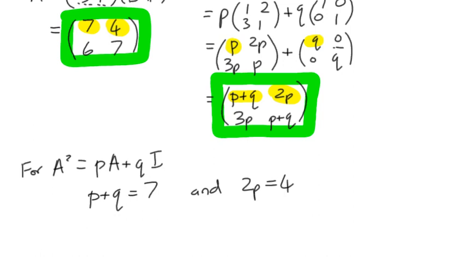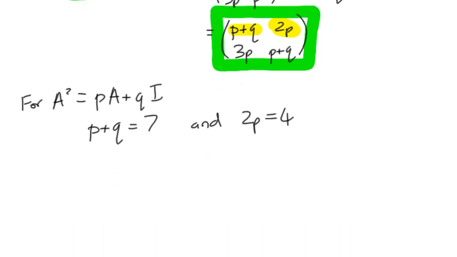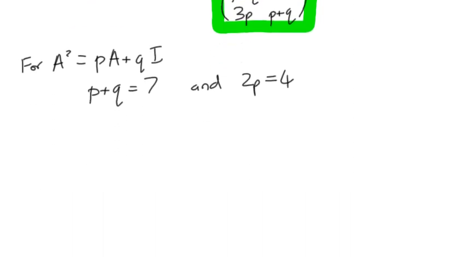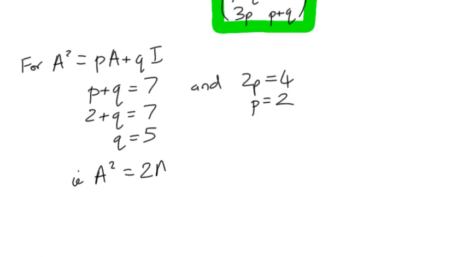Now we've got two unknowns. Two different equations would be sufficient in order to solve it. You might have to do it simultaneously if you've got P and Q in both of them, but in the second one here, it's quite clear that 2P is equal to 4, so P is the value of 2, and in that case, we can say that 2 plus Q equals 7, so Q equals 5. In other words, we can say that A squared is equal to 2A plus 5I. And that is us finding the values of P and Q.